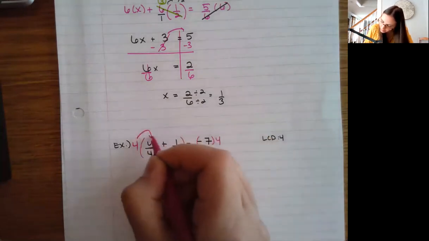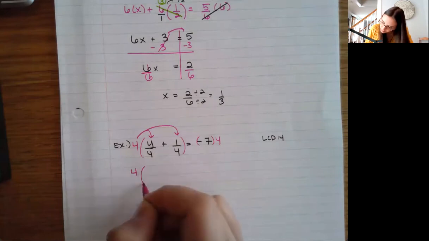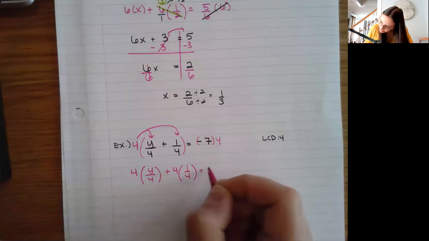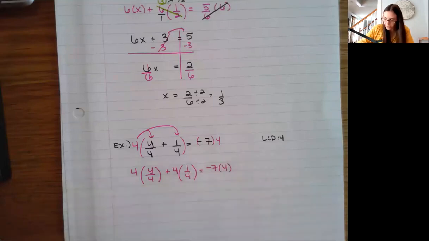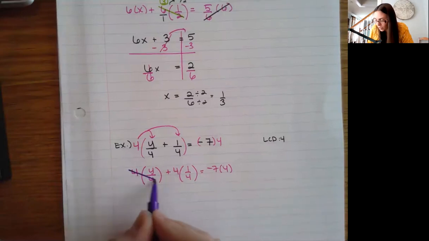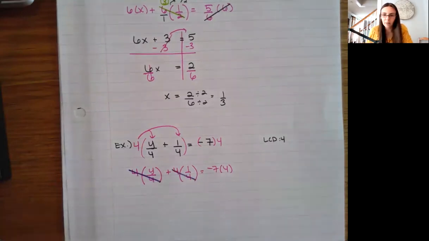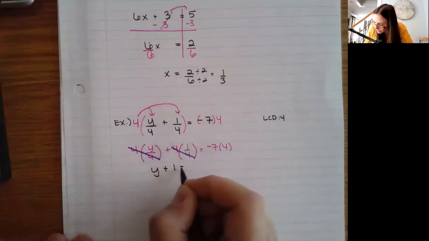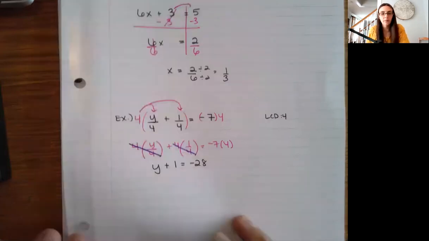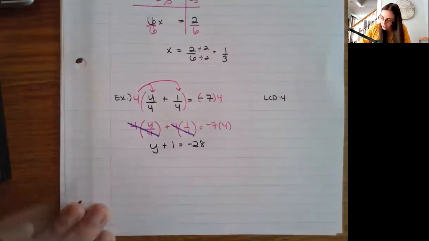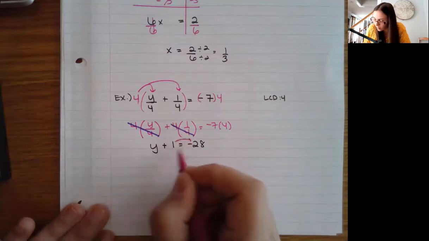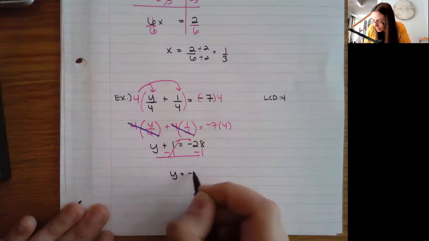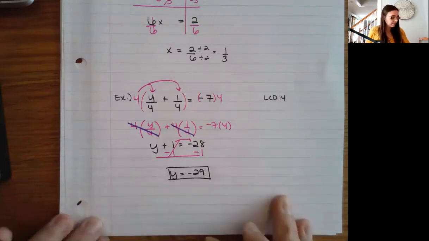Now, if you have a plus or minus, I do need to distribute. So it's going to be 4 times y over 4 plus 4 times 1/4 equals -7 times 4. So what happens here is if you have the same number on top and bottom, it's just going to cancel. So instead of worrying about multiplying through, I'm just going to cancel that out. And I have y plus 1 equals -28. Now I can go ahead and keep solving. So I do want the y by itself, so I want to bring this 1 over. So I'm going to subtract 1 from both sides. And I get y equals -29 as my final answer here.